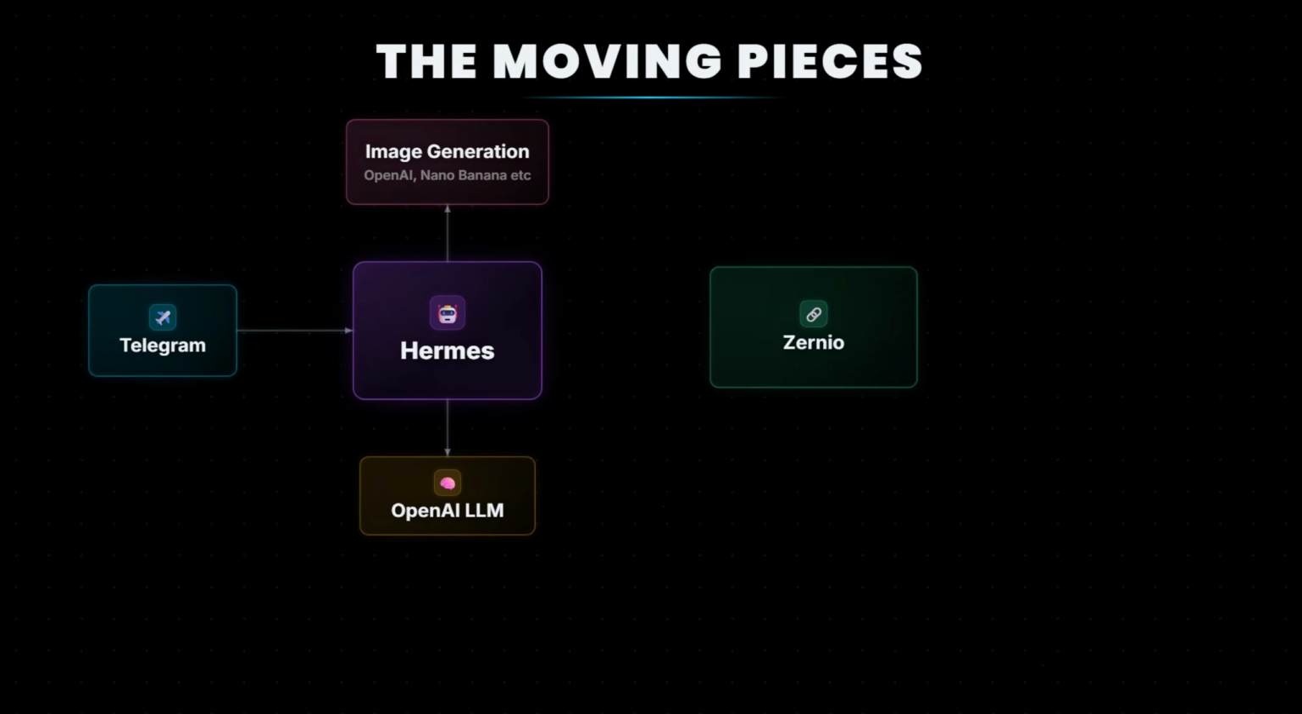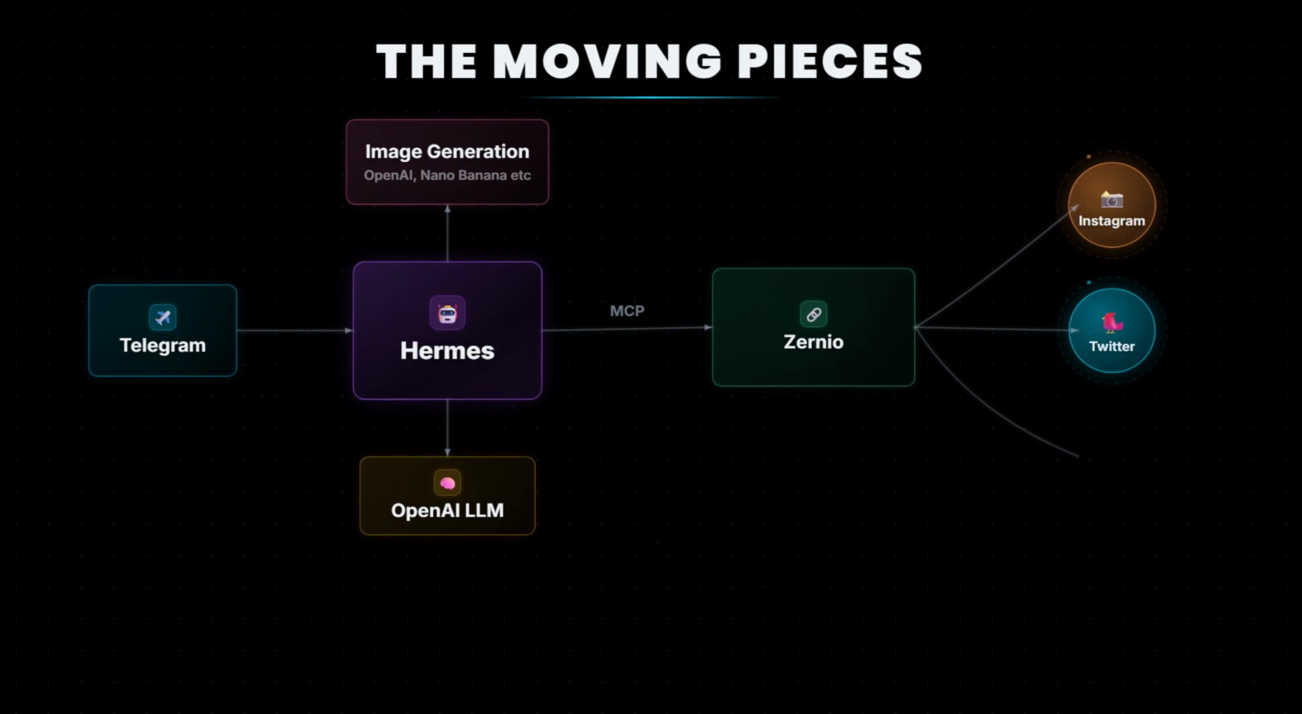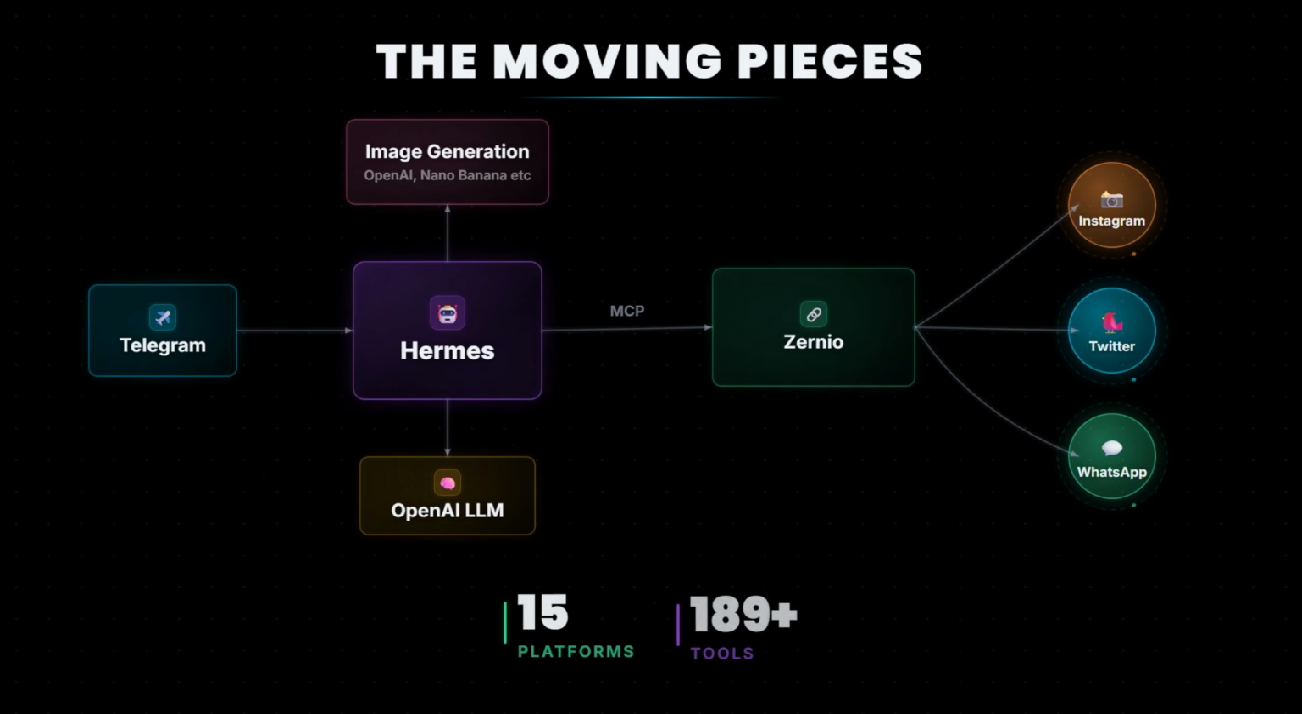After that, we will set up Zernio MCP. Zernio is the glue over here, which enables all of these things. We will configure Instagram, Twitter, and WhatsApp social media channels inside Zernio, and then set up Zernio MCP in Hermes. This one MCP will give Hermes access to 15 platforms. It has over 280 tools that Hermes will have direct access to take actions on those platforms.